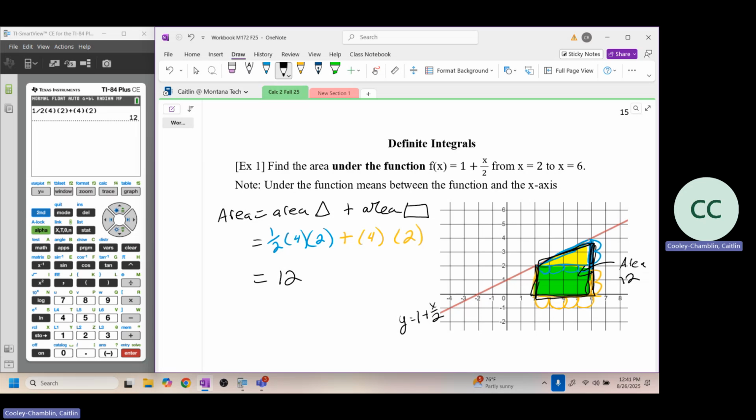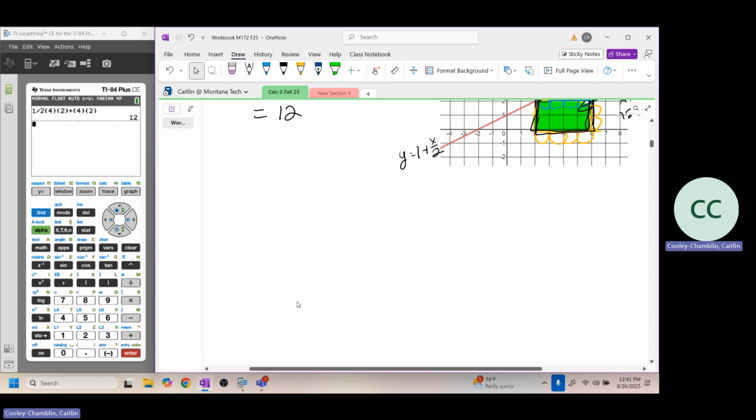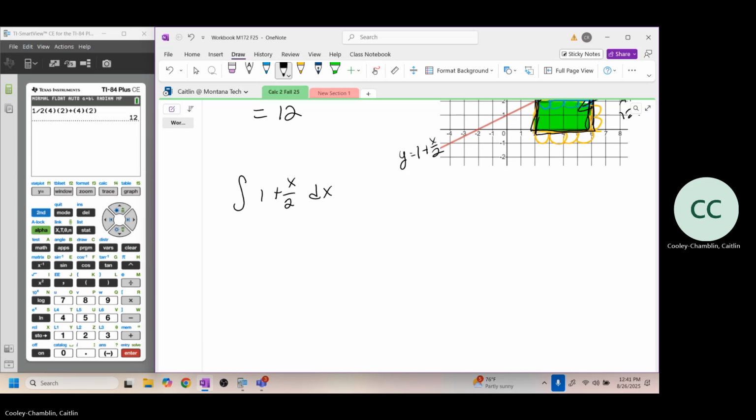Okay, so that's nice. How does that relate to calculus? So I'm going to have you do something real quick. I want you to find the antiderivative of 1 plus x over 2 dx. So we're going to find the antiderivative. And we get x plus x squared over 4. Okay, so now, because it's our antiderivative, we're going to call this our capital F of x.